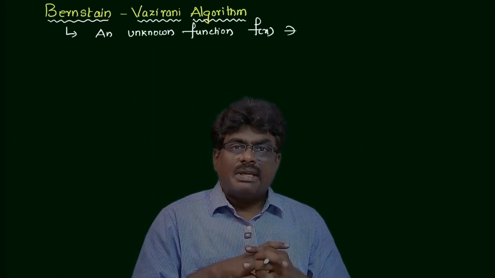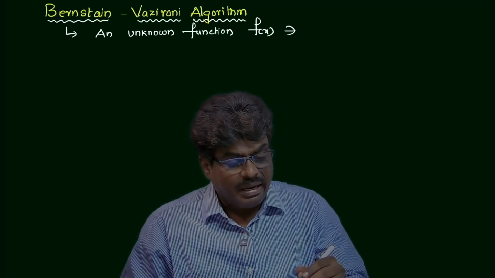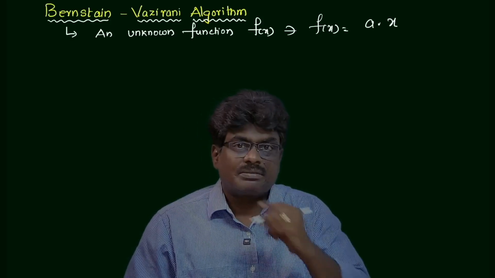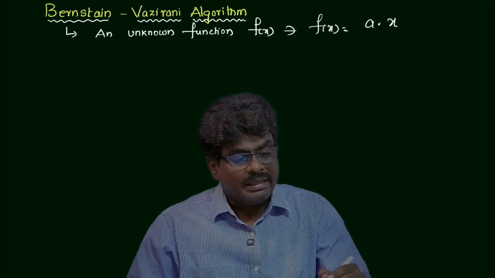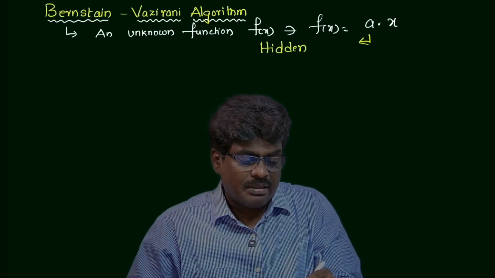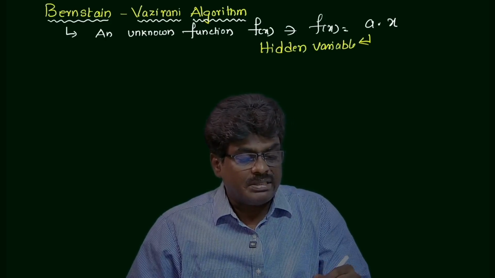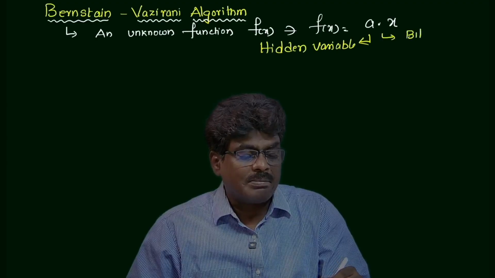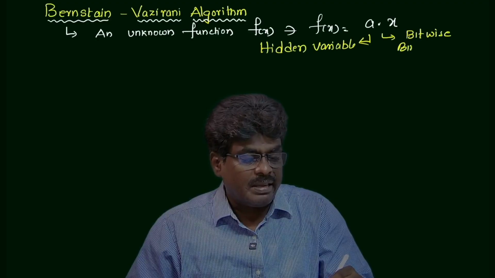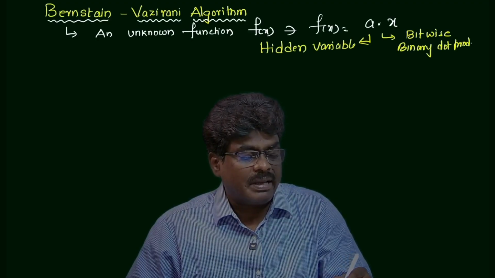For example, here we have an unknown function f of x, which is defined as f of x equal to a dot x. What is a? That a is the hidden variable. And what is that dot? This dot product is the bitwise binary dot product. So what is this bitwise binary dot product?